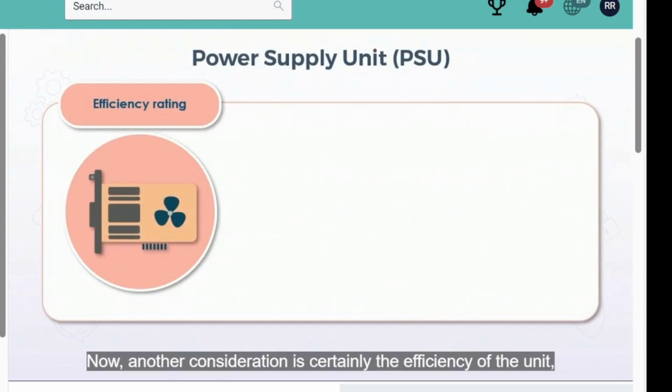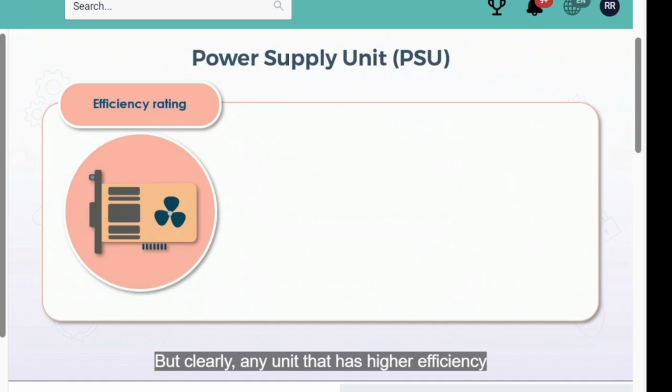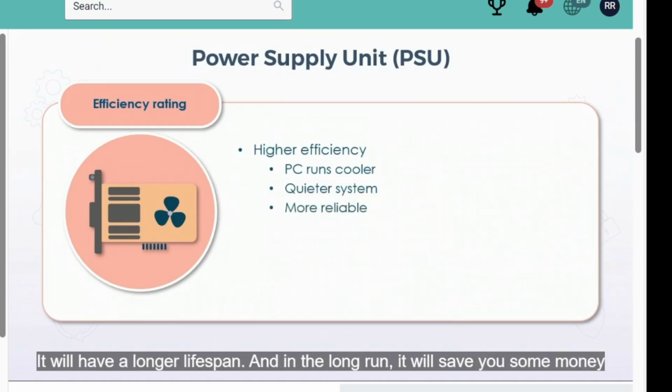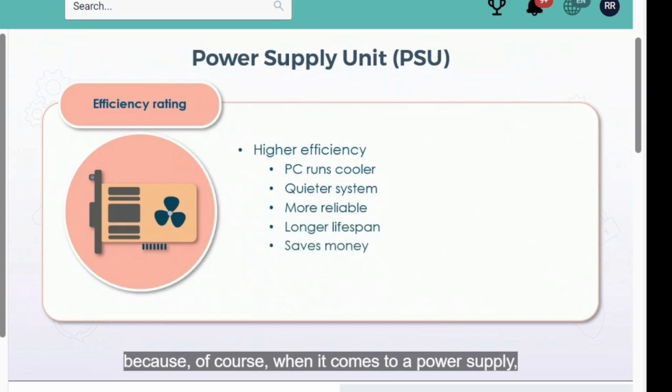Now, another consideration is certainly the efficiency of the unit, and we'll talk about the ratings in just a moment, but clearly any unit that has higher efficiency will result in your system running cooler. It will probably be quieter overall and more reliable. It will have a longer lifespan, and in the long run, it will save you some money because, of course, when it comes to a power supply, if it's running at very low efficiency, it's quite simply pulling more power than it needs from the wall, and a lot of it ends up getting wasted. And wasted energy in terms of electricity is essentially just heat. So your system will just run hotter overall, which can simply result in a number of problems down the road.